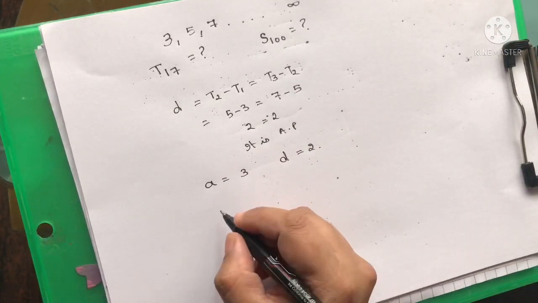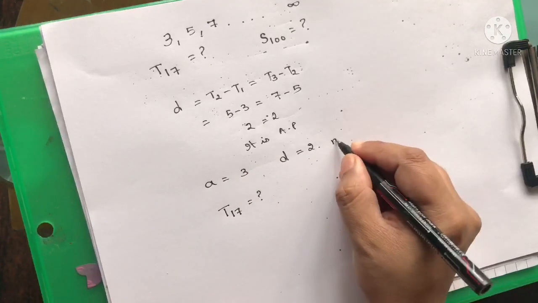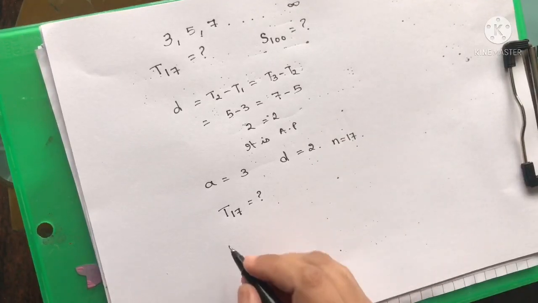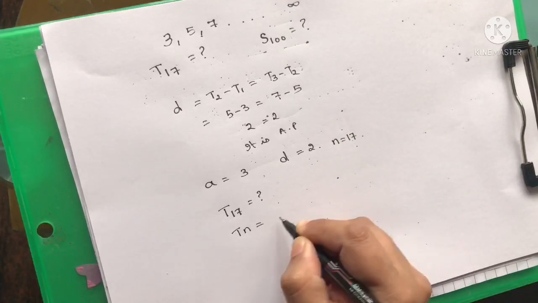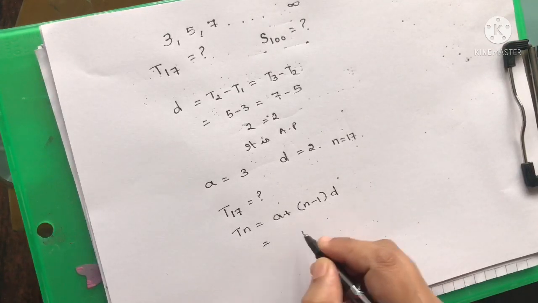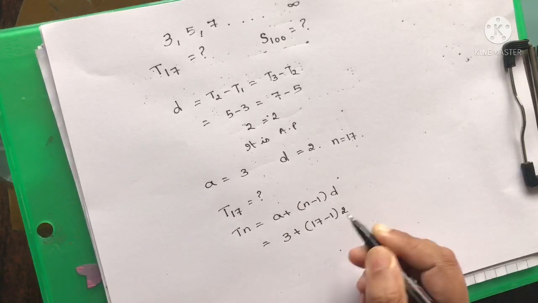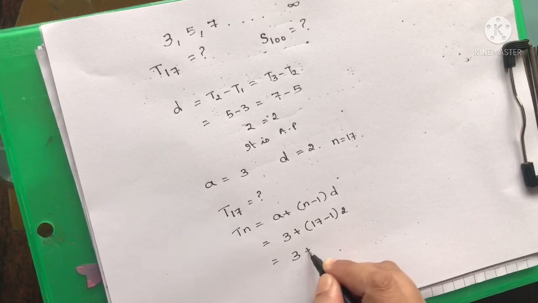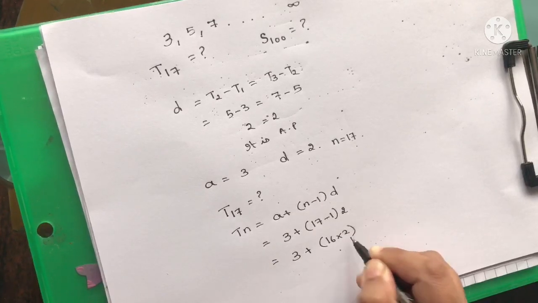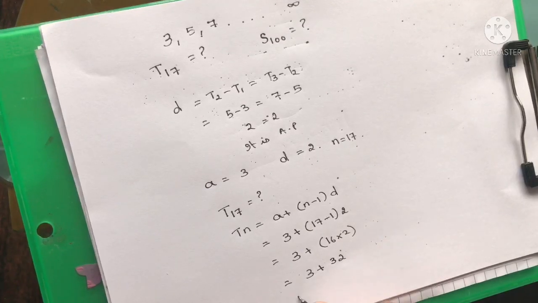Now look at the sum. They are asking you the 17th term, which means n is 17 in this sum. So Tn equals A plus n minus 1 into D. So here it would be 3 plus 17 minus 1 into 2. So that is 3 plus 16 into 2. So that is 3 plus 32. So your 17th term in this sequence is 35.